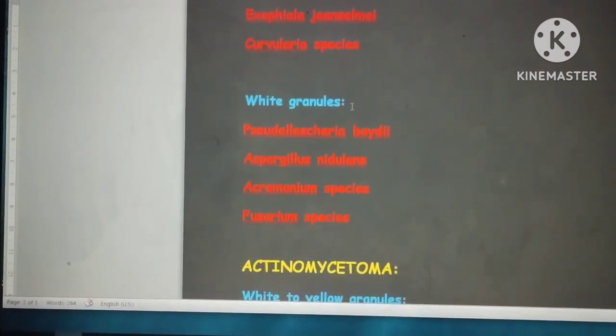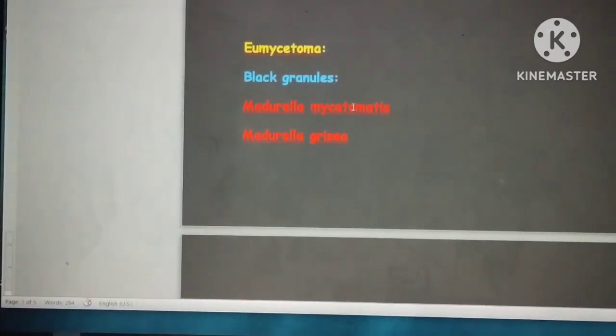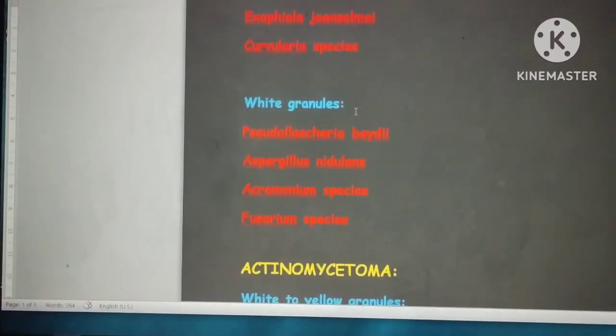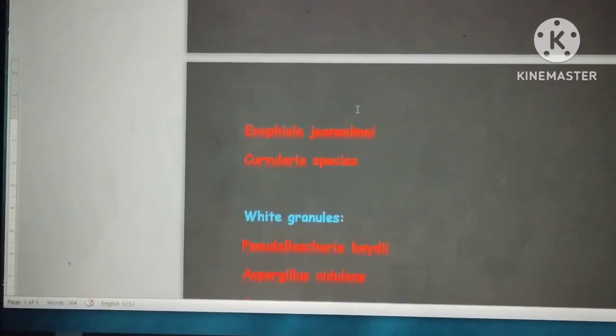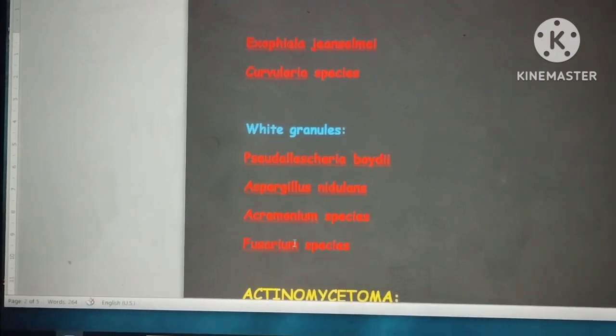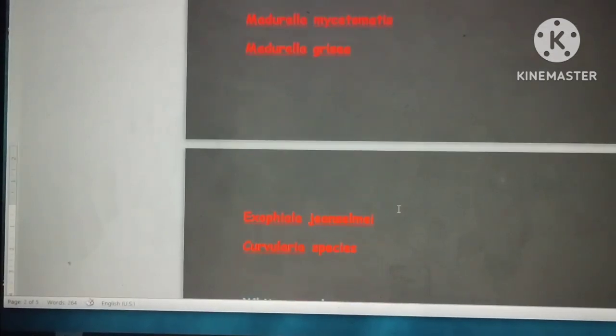But here I can't help you, you want to read it all. There are black granules and white granules. For white granules you can remember platelet activating factor, that is PAF. And for black granules you can remember mechanical engineering college.